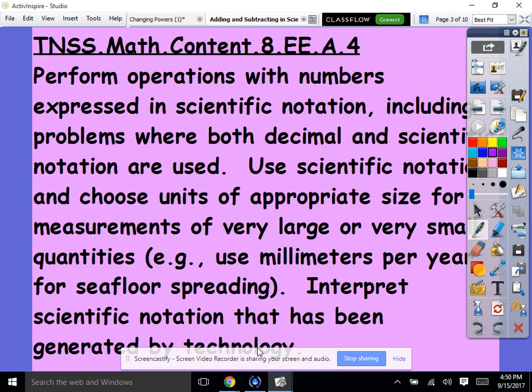Our Tennessee state standard for today, as it has been for the past several days, is to perform operations with numbers expressed in scientific notation, including problems where both decimal and scientific notation are used. Use scientific notation and choose units of appropriate size for measurements of very large or very small quantities. For example, use millimeters per year for C4 spreading. Interpret scientific notation that has been generated by technology.